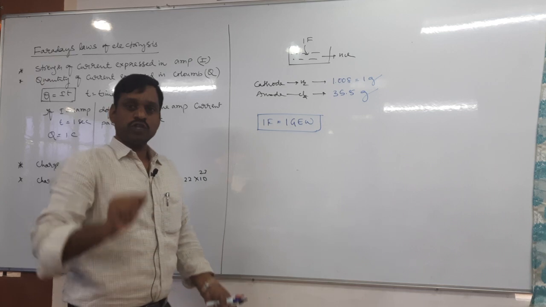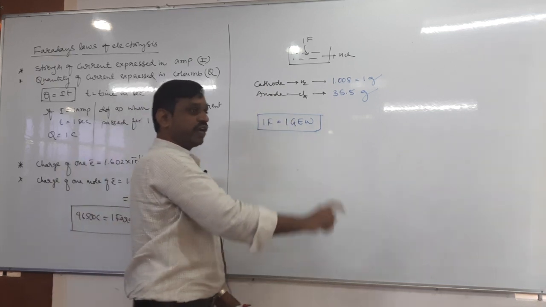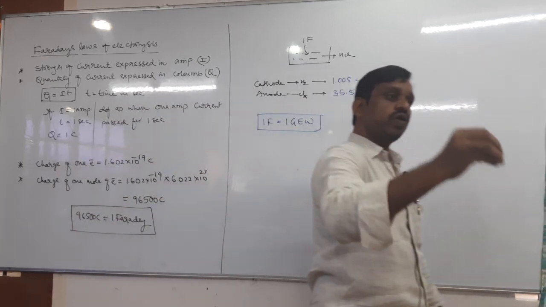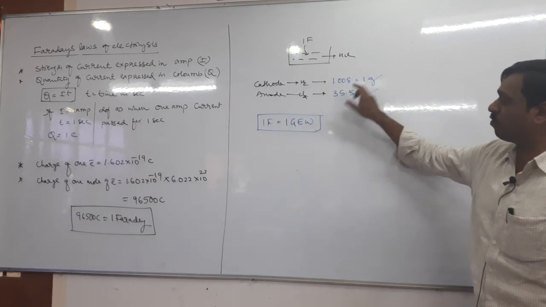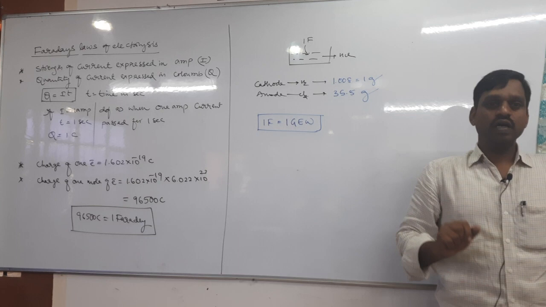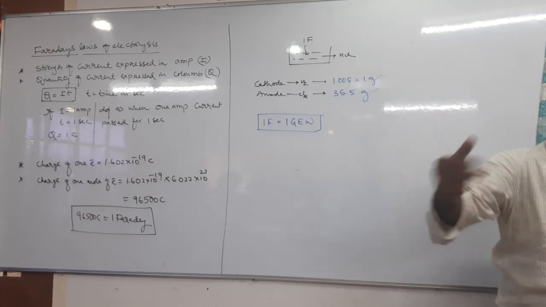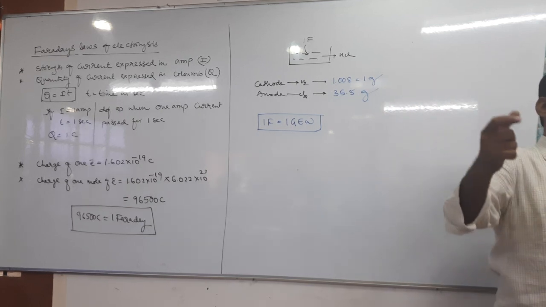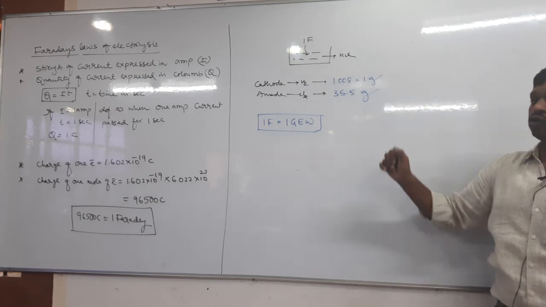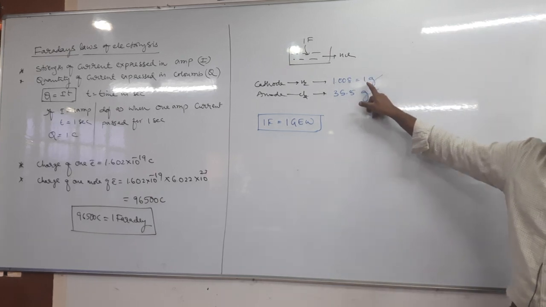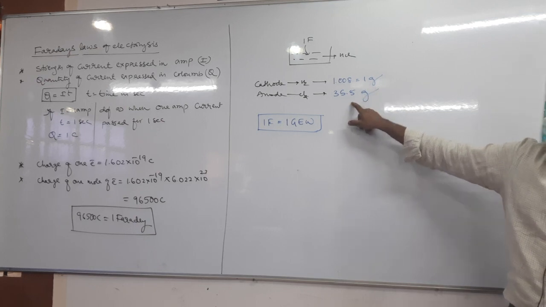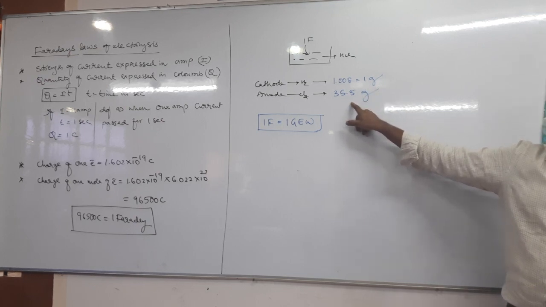Okay. Now the question is like this. 1 Faraday of electric current passed through hydrochloric acid liberates 1 gram of hydrogen and 35.5 grams of chlorine. Now suppose 2 Faraday of electric current is passed through the same solution. How much hydrogen and how much chlorine is liberated? Hydrogen is double, 2 grams. Chlorine is 71 grams. Okay. So can you calculate like this?